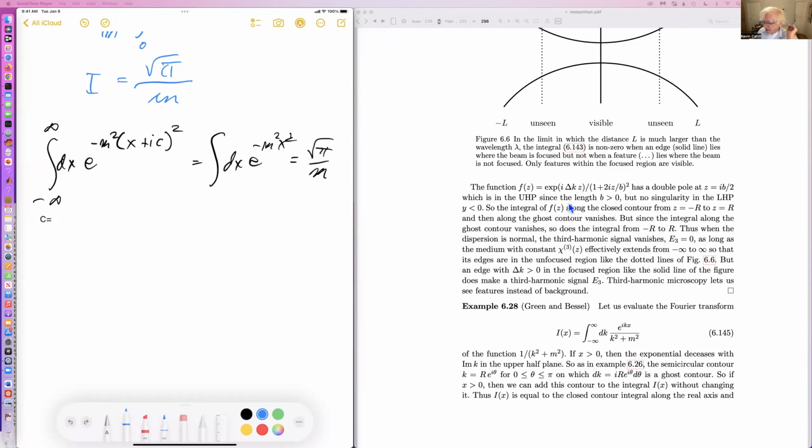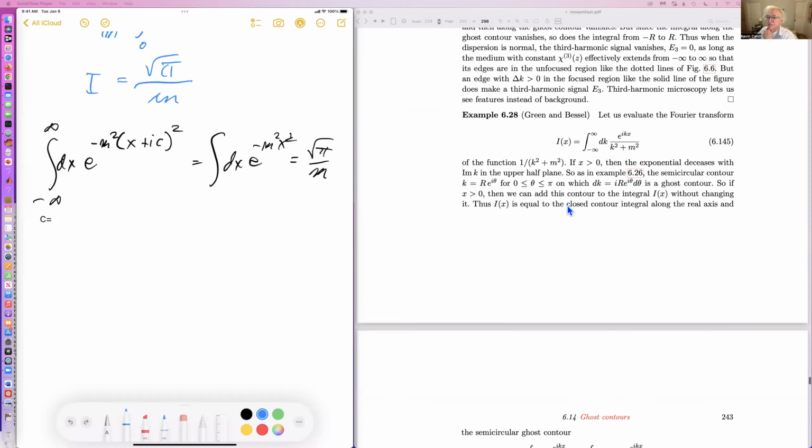So now that I think about it, I think I should have skipped that example.